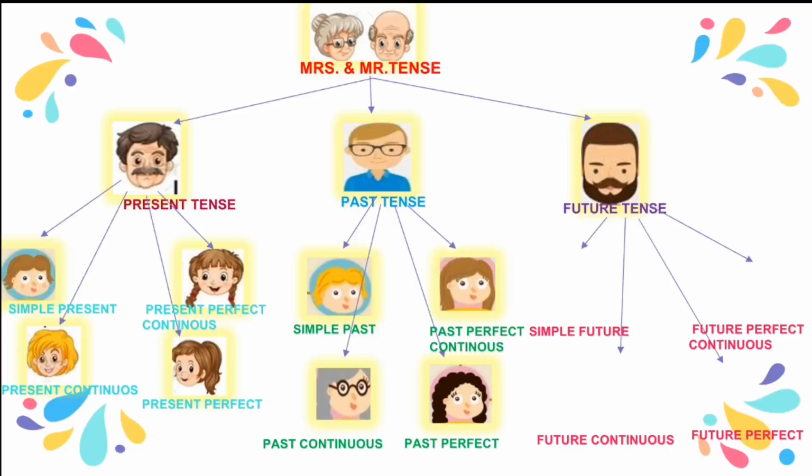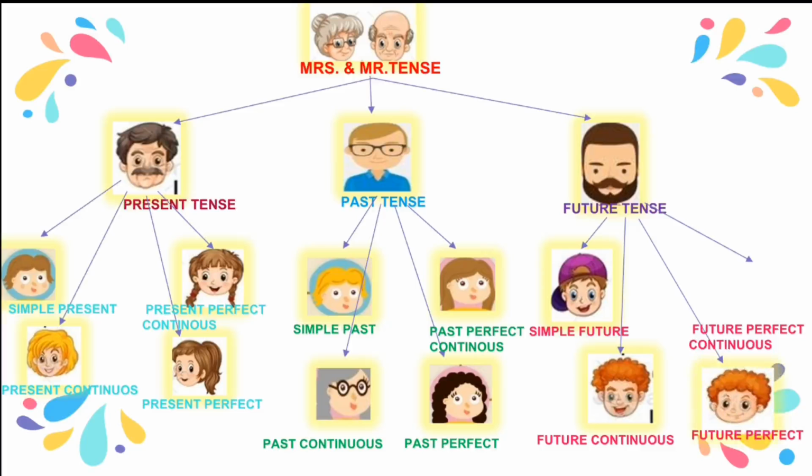Now let's see the future tense. How many children do we have? The first child is simple future. Yes, it's a boy, right? The second child is future continuous. The third child is future perfect. And the fourth child is future perfect continuous. It's like a combination of future continuous and future perfect, right? All 4 children are a combination of the second and third.